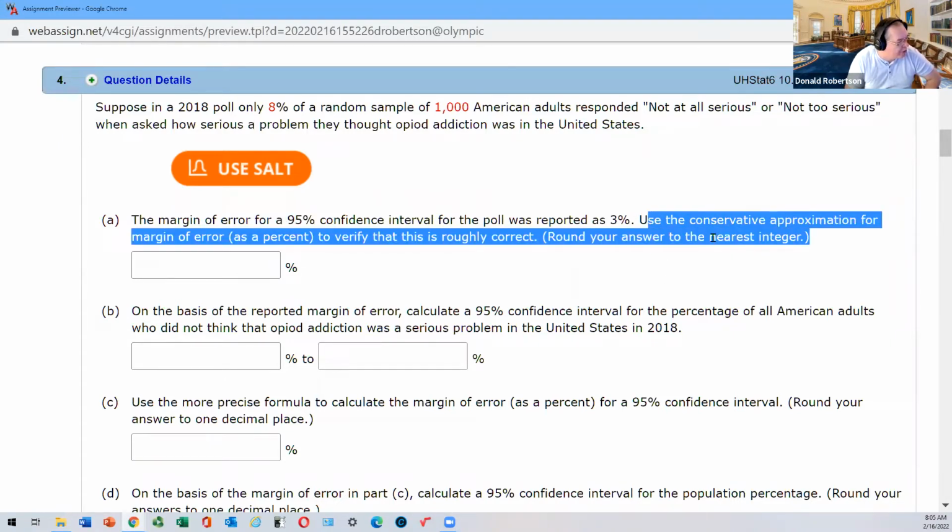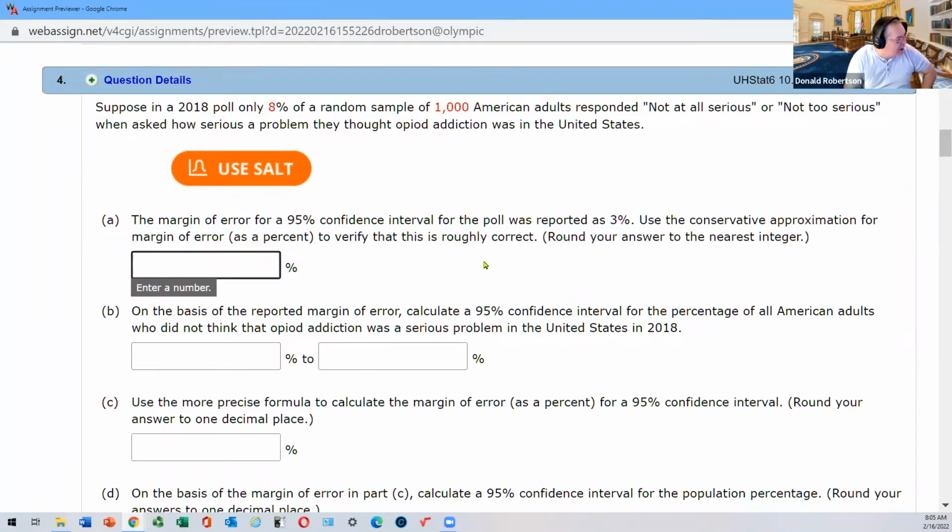Use the approximation for the margin of error as a percent to check that that seems reasonable. Now, right at the end of yesterday, we told you there was a formula for calculating what is called the conservative margin of error. I guess they stuck the word approximation in, but conservative margin of error. Can anybody remember what the formula for the conservative margin of error was? Is it 1 over the square root of n?